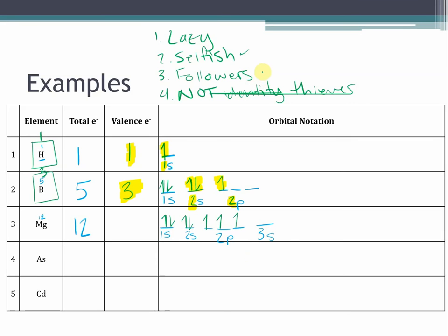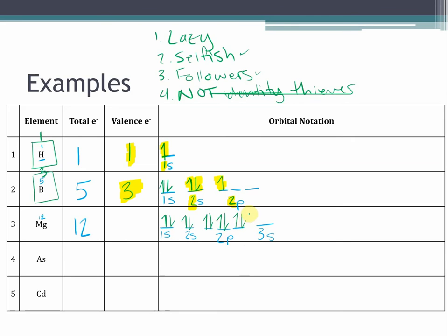And since they are not sharing, they are followers, right? They all have the same spin. Since they're in different orbitals, they all have the same spin. But now electron number 8, rather than move on to 3s, which is a higher energy, we're going to double back and make them share now. So I'll put number 8 right here, and since now they're sharing, they have to have an opposite spin. Number 9, now that they are sharing, they have an opposite spin. Number 10, now that they're sharing, they have an opposite spin.